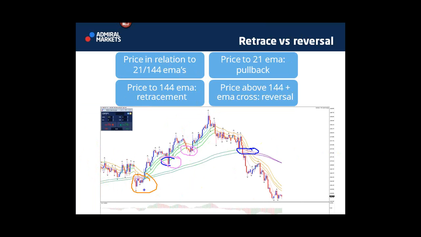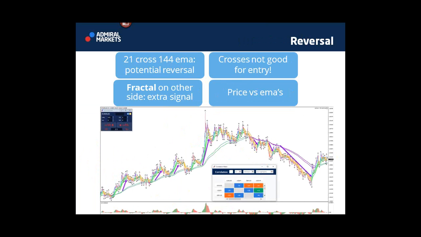All right, here with orange we clearly had price stopping and bouncing. Same with pink. But with the blue, price breaking through, and then we get the reversal, and we get a crossover right here. All right. Now let's talk a bit about those reversals and those crossovers.